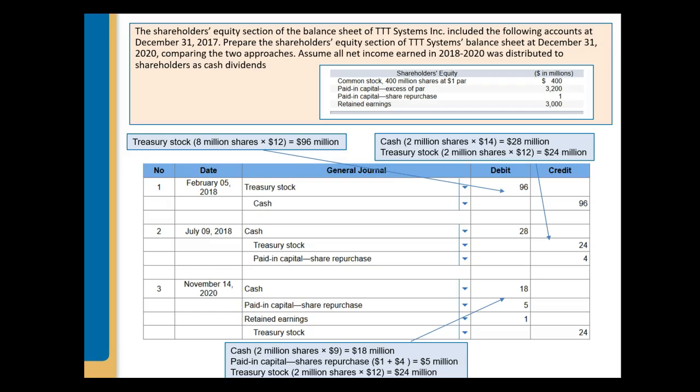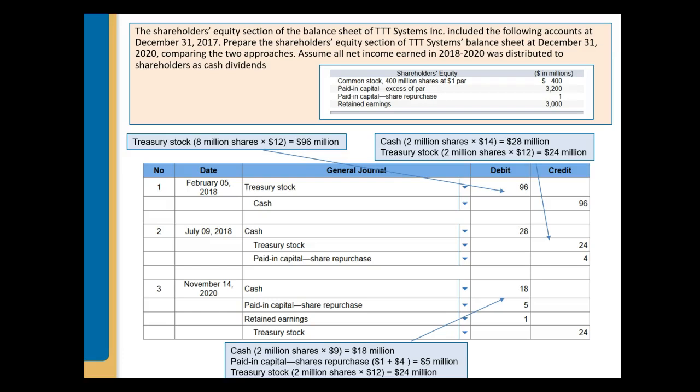Next, on November 14th, we're going to show that we issued them for $9 a share. So our cash is the 2 times 9. We need to make sure we credit our treasury stock for the $12 a share. So 2 times 12 is the credit to treasury stock. Again, remembering what we had initially repurchased them for, we need to wipe out or zero out that portion of the balance against treasury stock.